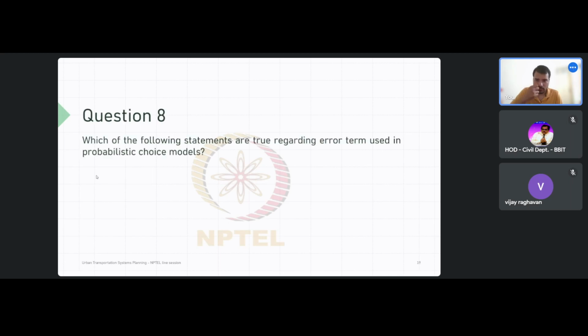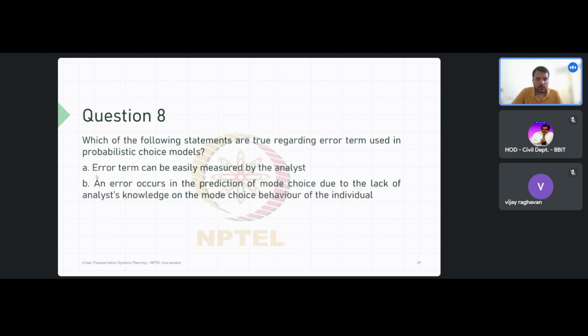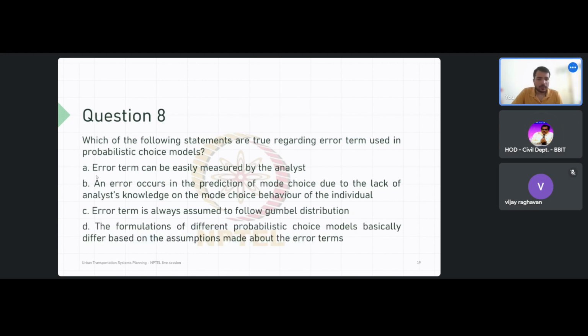Coming to question 8. Which of the following statements are true regarding error term used in probabilistic choice models? A: Error term can be easily measured by the analyst. B: An error occurs in the prediction of mode choice due to the lack of analyst's knowledge on the mode choice behavior of the individual. C: Error term is always assumed to follow Gumbel distribution. D: The formulation of different probabilistic choice models basically differs on the assumptions made about the error terms. B and D.